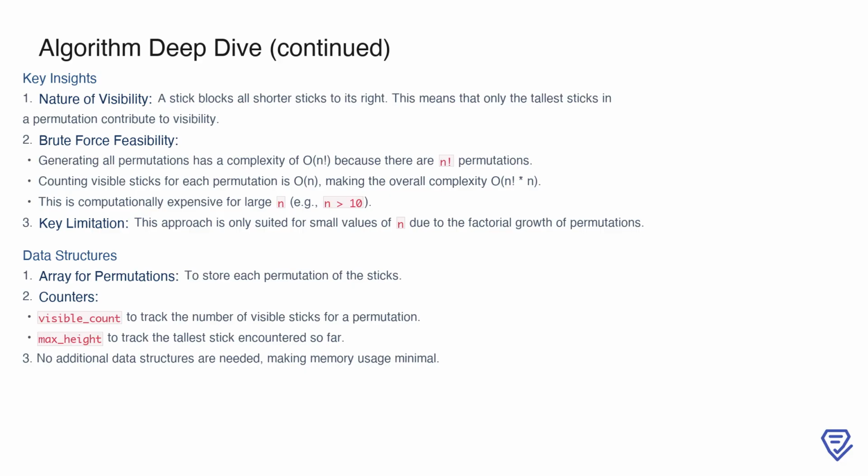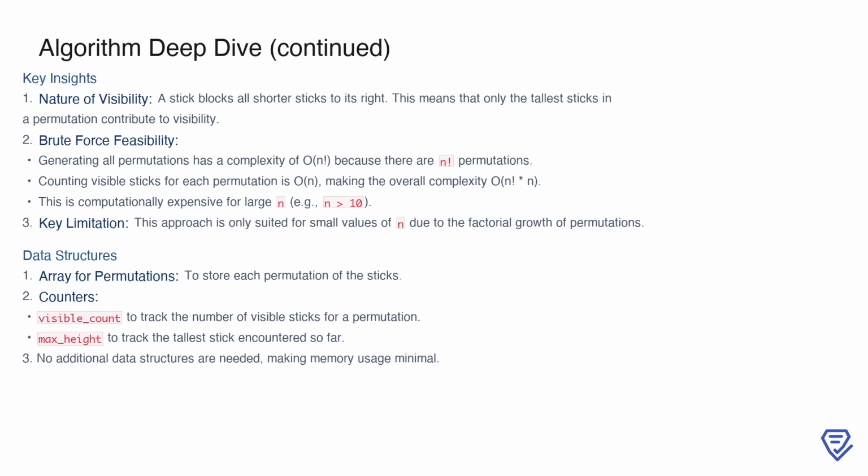Generating all permutations has a time complexity of O(n!), because there are n! possible arrangements. Counting visible sticks for each permutation requires traversing an array of size n, which adds an additional O(n) complexity. Thus, the overall complexity of this approach is O(n! * n), making it impractical for large values of n, such as n greater than 10.